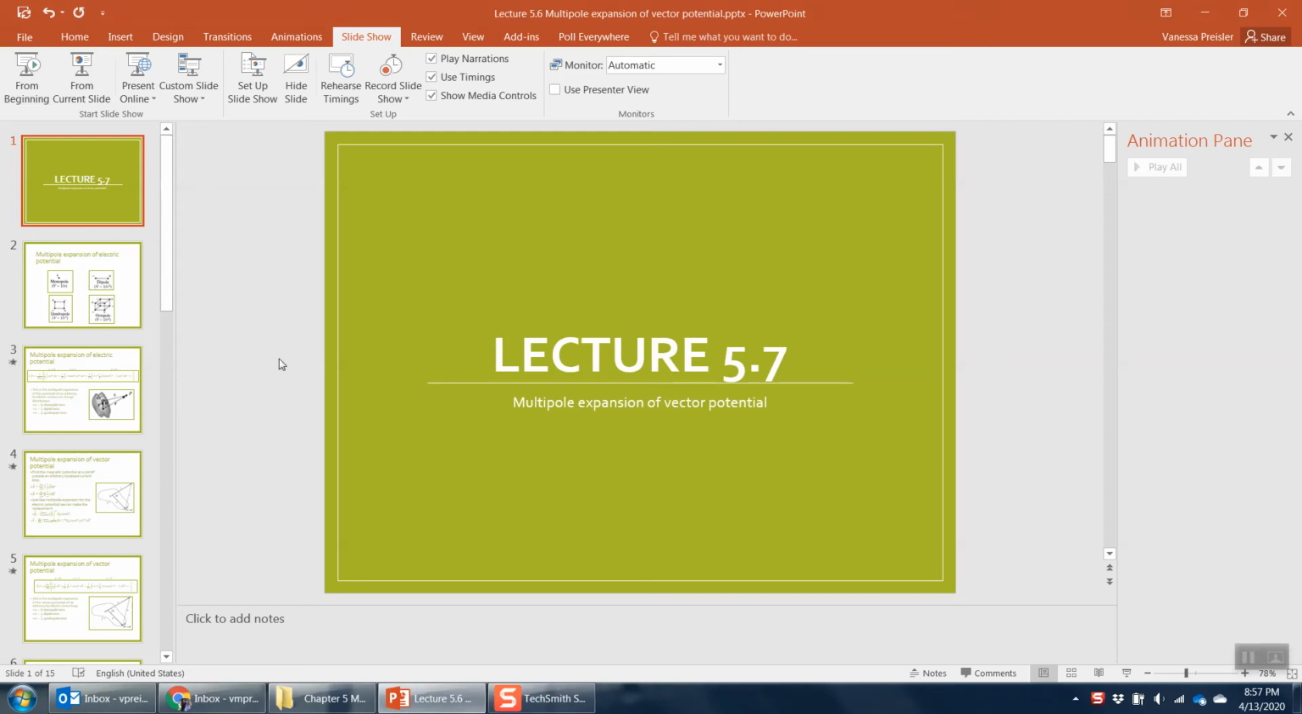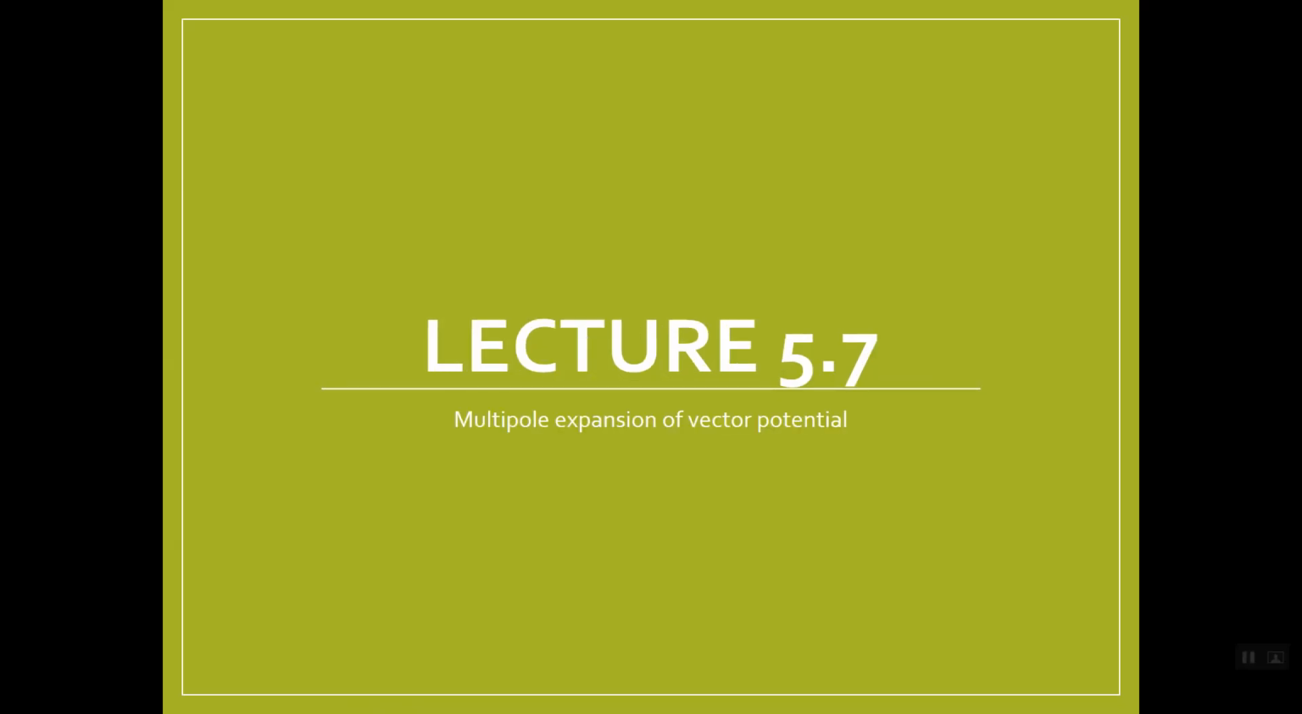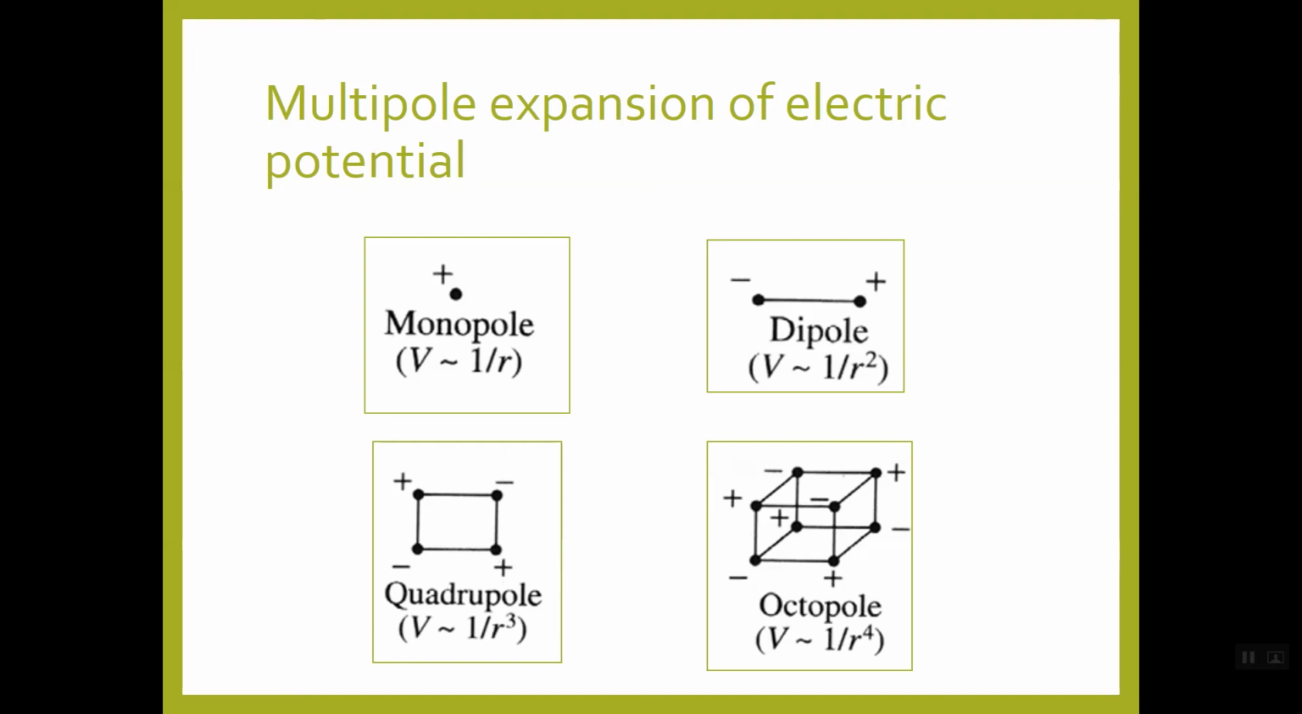Okay, so in this set of lecture slides, we're going to be looking at a multipole expansion for the magnetic vector potential. Remember, a few chapters ago we looked at the multipole expansion of the electric potential, and we found the monopole term, which went as 1 over r, the dipole went as 1 over r squared, etc.